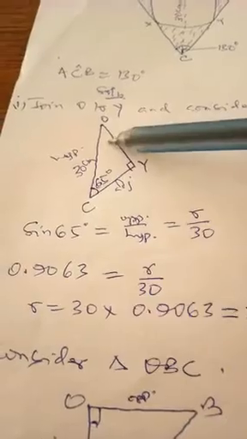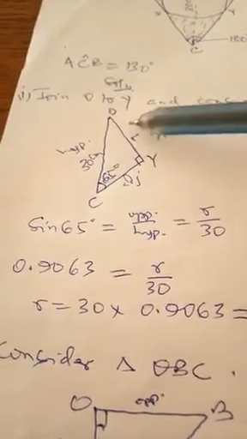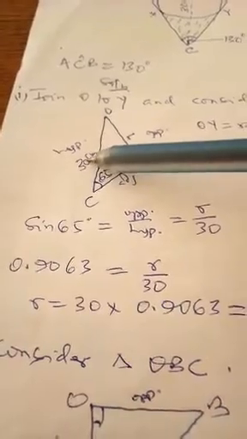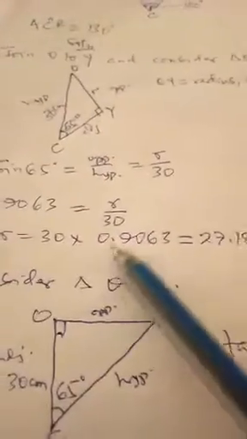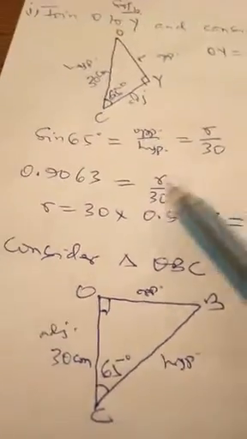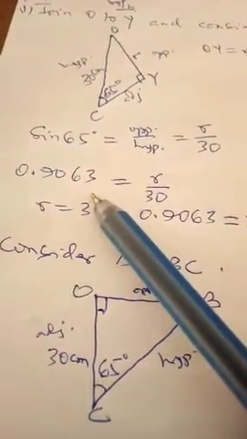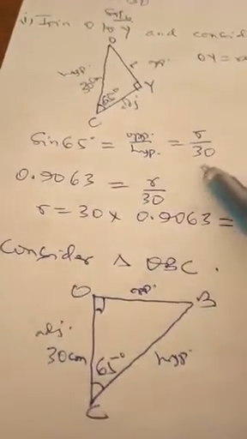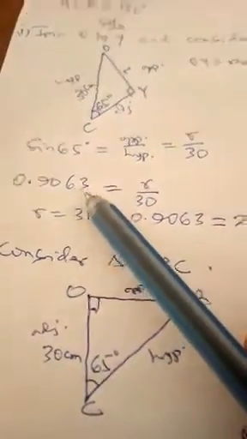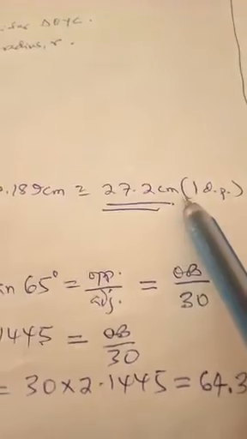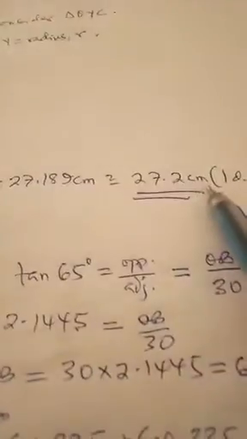You use your trig ratio we discussed. This is our opposite, where 65 faces. This is our hypotenuse, therefore we use sine. Sine 65 will give us opposite over hypotenuse, which is this. Sine 65 is this. Always give it to 4 decimal places. You cross multiply. 30 will multiply this, and R gives this, which you have to give your answer to 1 decimal place, and it becomes 27.2.